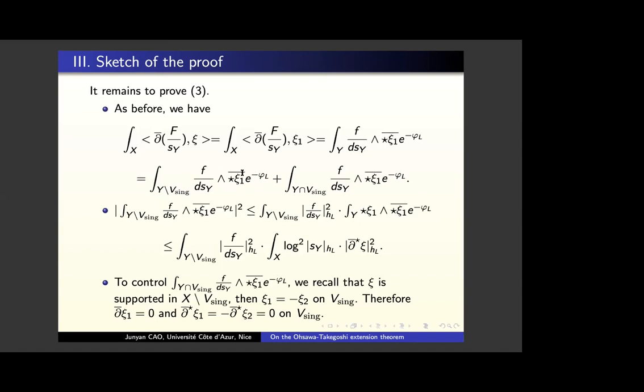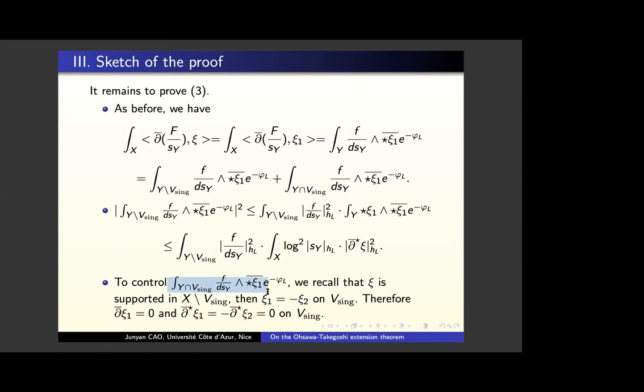That means that this integral is controlled by this L2 norm, which is bounded, times this term. So for this part, it's essentially the same as the smooth case. However, for the second term, as we explained before, the L2 norm of this one near the singular locus of Y is not finite. So in this case, how can we control it?